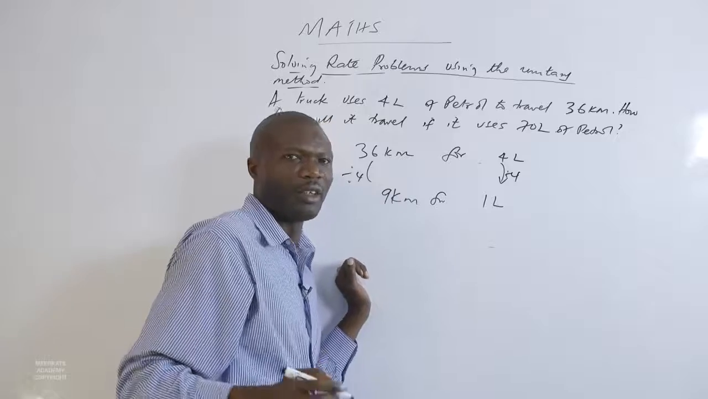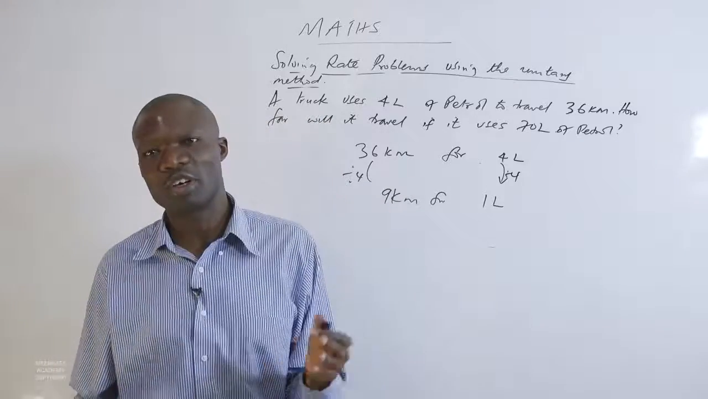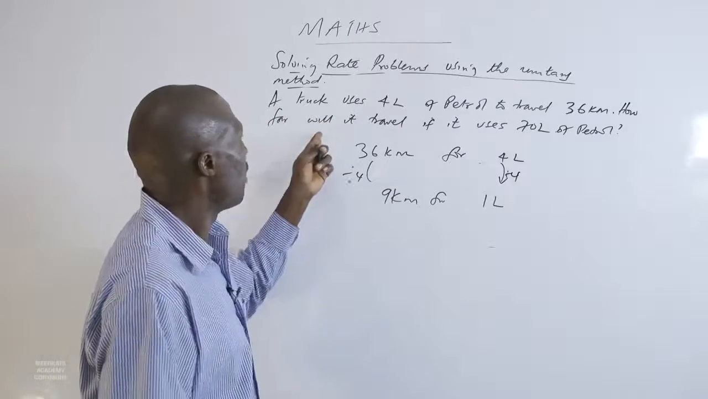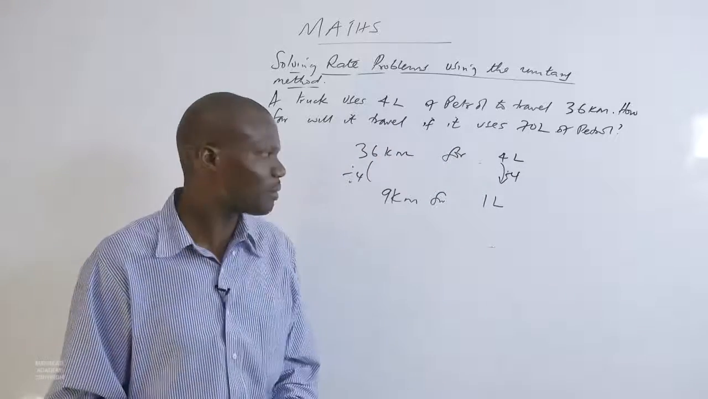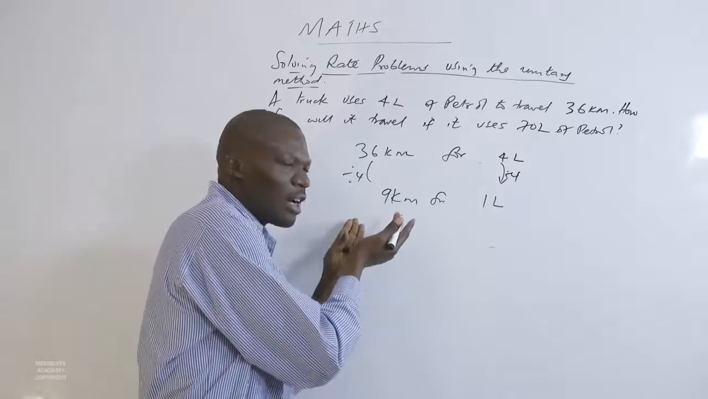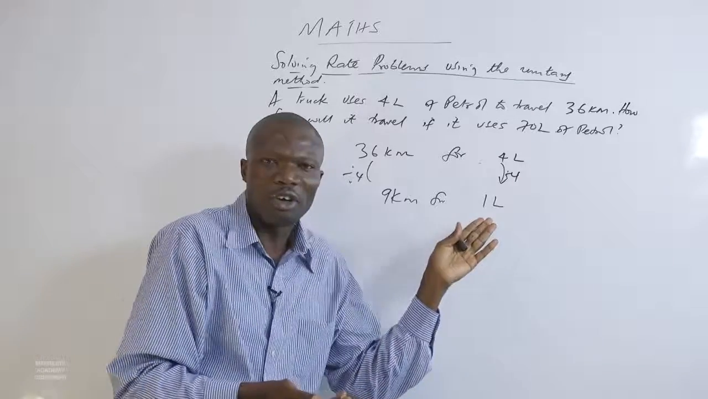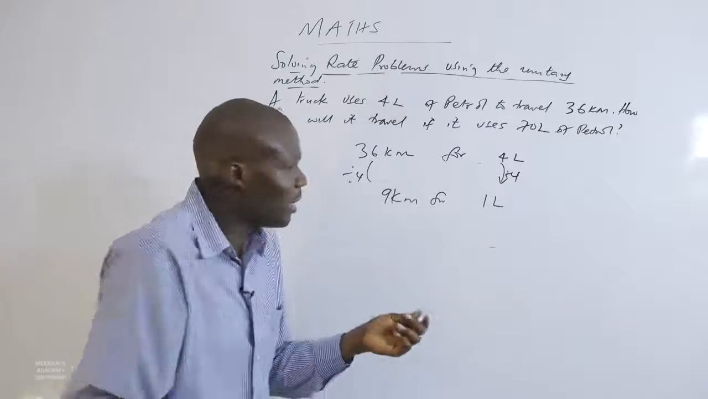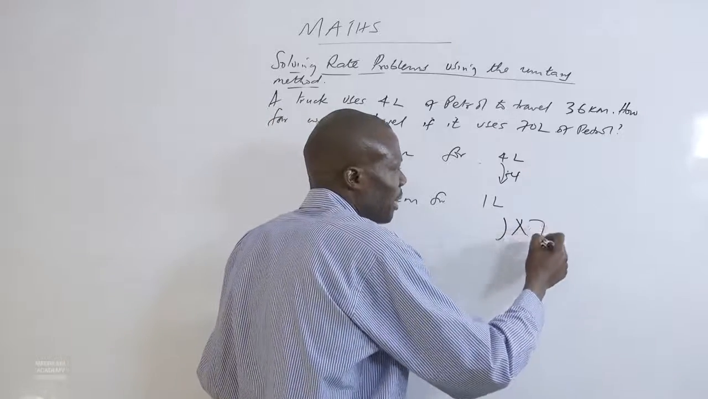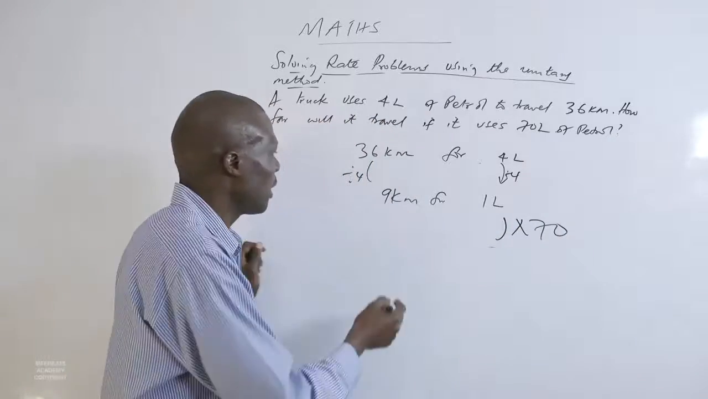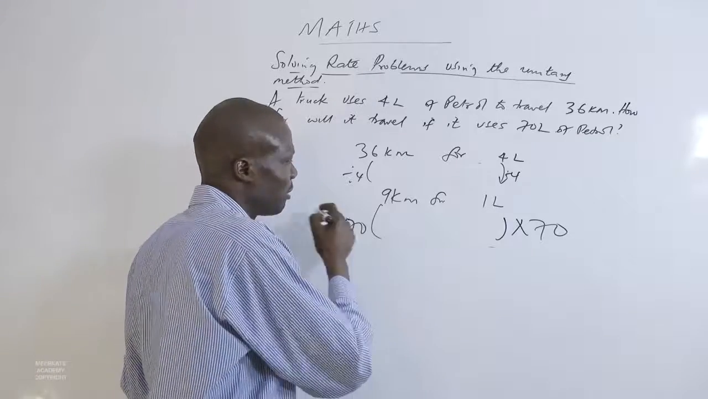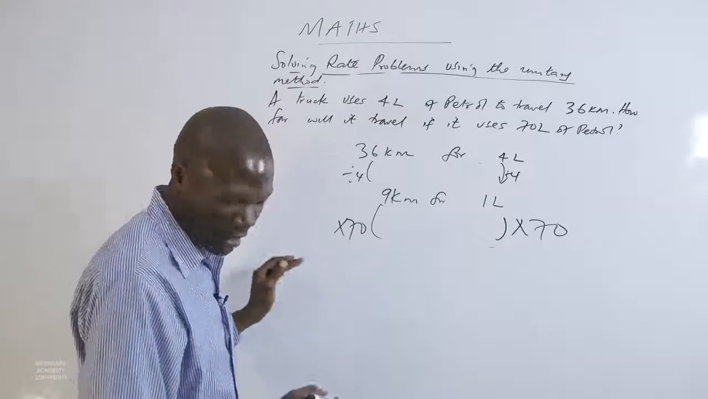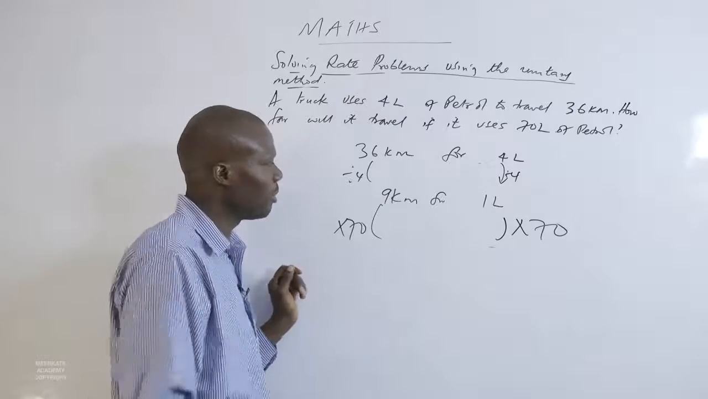For 1 liter. Then the question goes on and asks, how far will this truck travel if it uses 70 liters? Now look here. Already we have 9 kilometers for 1 liter. 70 liters is multiplied by 70, and therefore also on the left hand side we multiply by 70. You will find that you will travel how many kilometers?